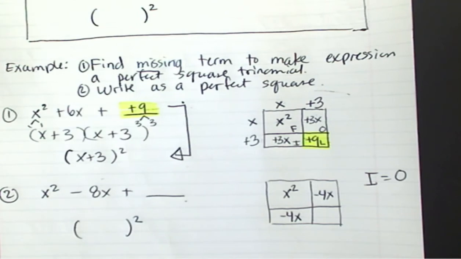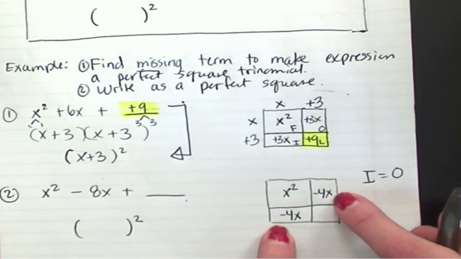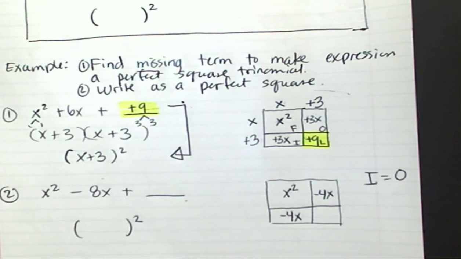What did you do to pick -4 out of the hat? Yes, Lauren? Oh, I divided by 2. Yeah, divided by 2. I needed to half the middle term so that I had the same number in both boxes. Good. All right.